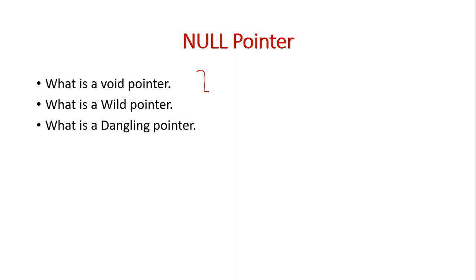So I leave this as an exercise. I want you to search on Google or any books, and you should identify and tell me when you come for the next class, that is, the discussion session of this particular lecture. I'll ask this question. You should be able to answer what is a void pointer, what is a wild pointer, and what is a dangling pointer. All these are very simple concepts like the null pointer, but I want you to do this as a self-learning exercise. Please explore and do it.